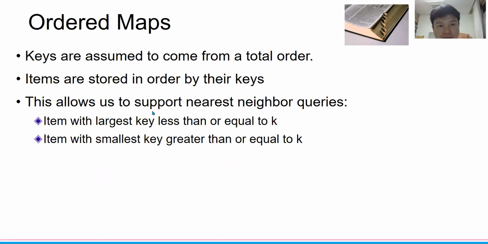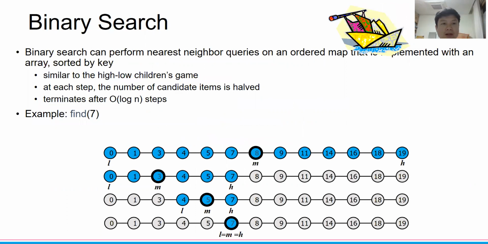This allows us to support nearest neighbor queries. Nearest neighbor queries mean the item with the largest key less than or equal to k, and the item with the smallest key greater than or equal to k. So if we have ordered maps, we can easily figure out which item we want to retrieve. So let's see the binary search.